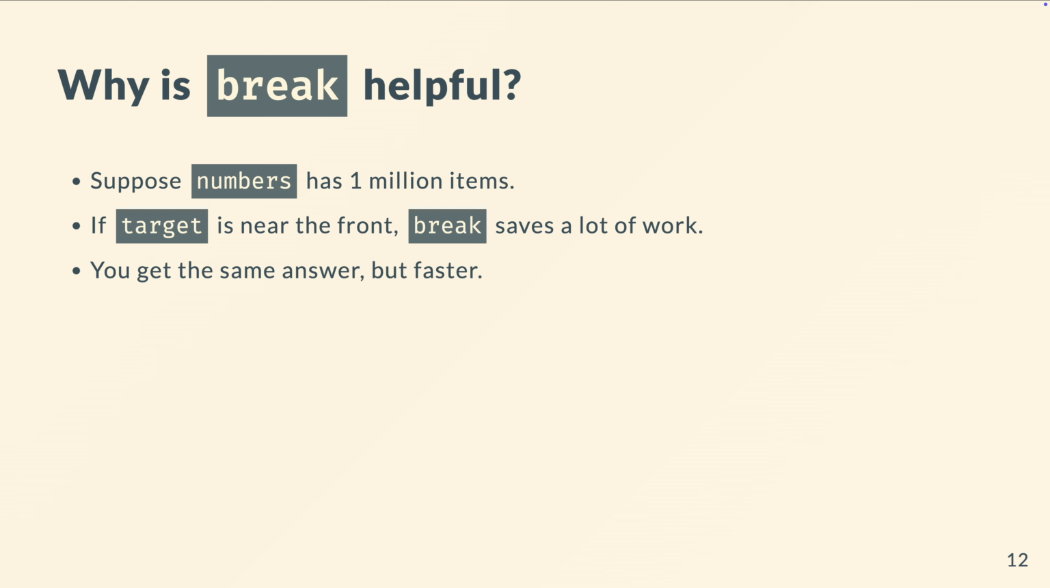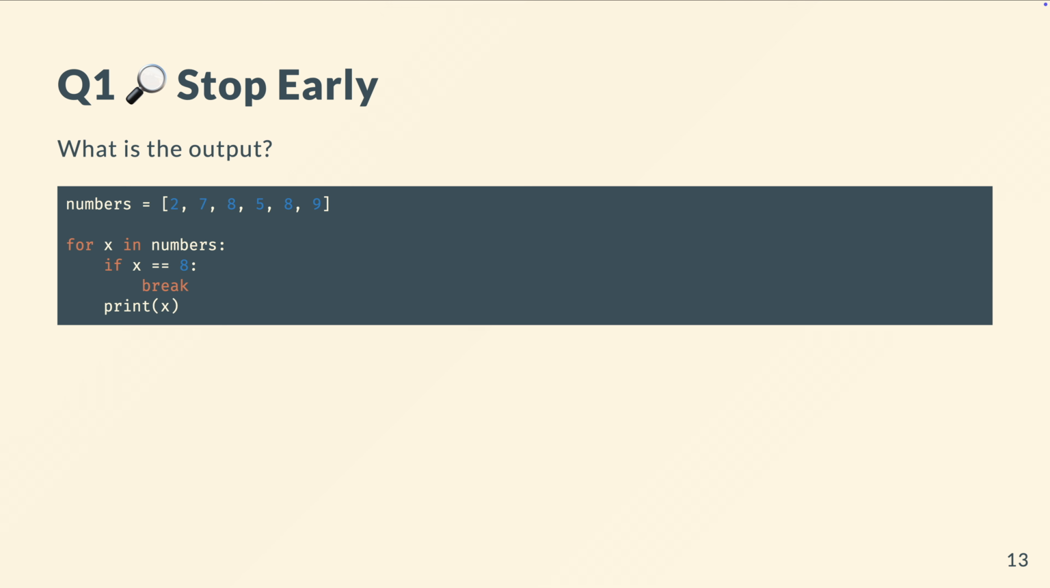Suppose numbers has 1 million items. If the target is near the front, break can stop the loop very early. That saves a lot of work. Same answer, but faster. Now, question 1.